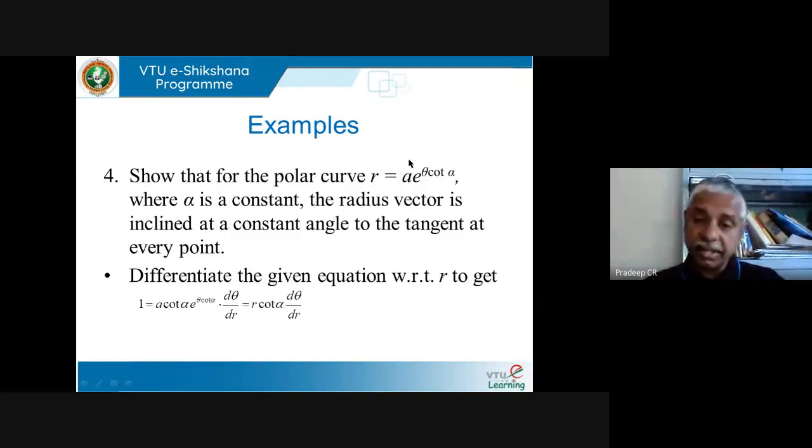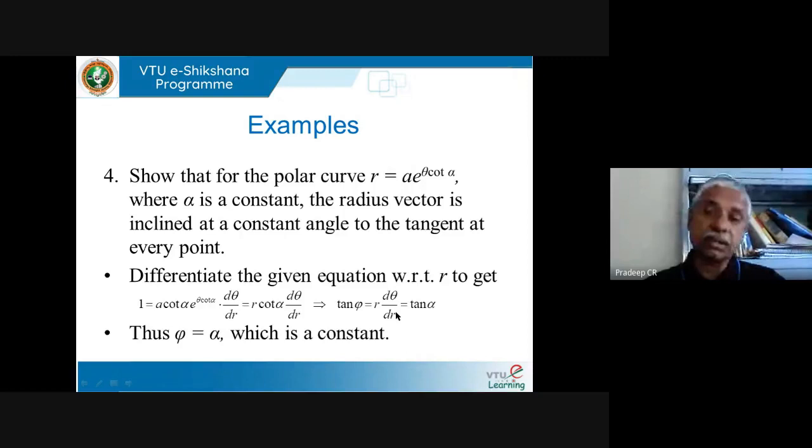Here a into e power theta cot alpha is nothing but r, so I get 1 equal to r cot alpha into d theta by dr. I just used that a into e to the power of theta cot alpha is r. So r d theta by dr is 1 by cot alpha, which is tan alpha, when I take cot alpha to the other side. But r d theta by dr is tan phi. So tan phi is tan alpha, so phi is equal to alpha, which means phi is constant.